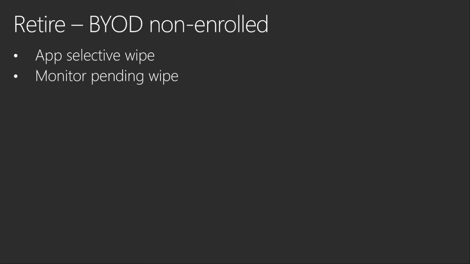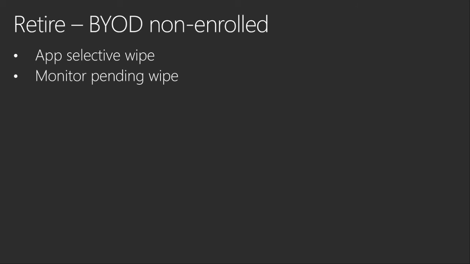So finally, as I'd mentioned before, there are some slightly different steps you'll have to take for BYOD or non-enrolled devices. And I do want to call out here that these steps are also available for MDM-enrolled devices as well. The first step you take here is app selective wipe. So all this does is you select users that you want to issue a wipe for and corresponding apps that you want to remove company data for. And once you do that, it will go ahead and remove any corporate information.